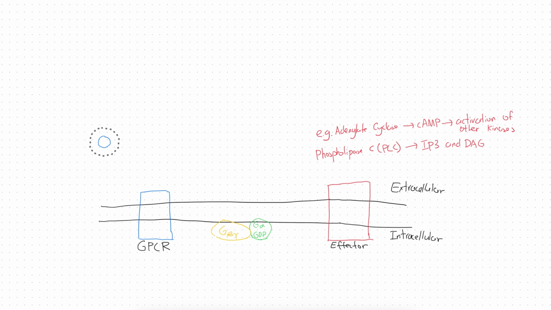So this is the G protein coupled receptor pathway of the heterotrimeric G protein. That's it for this video.